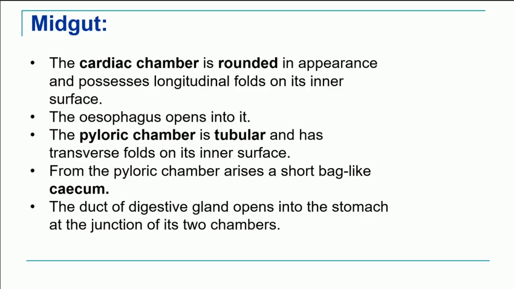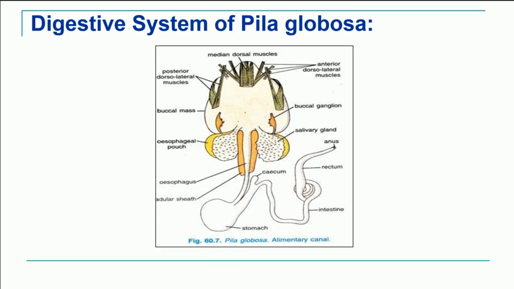Now the ducts of the digestive glands open into the stomach at the junction of these two chambers, that is the cardiac chamber and the pyloric chamber. Okay, so here you can also see where the salivary glands are situated. You can see the esophageal pouches. You can see the position of that pouch-like structure which is called the cecum, and we have seen that the esophageal pouches are two in number.